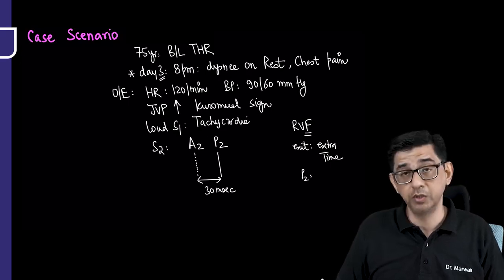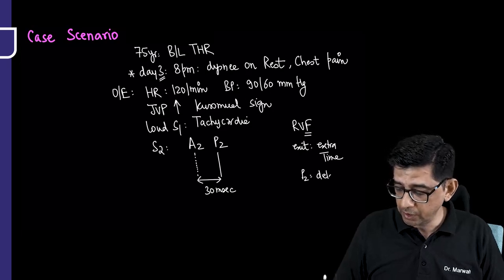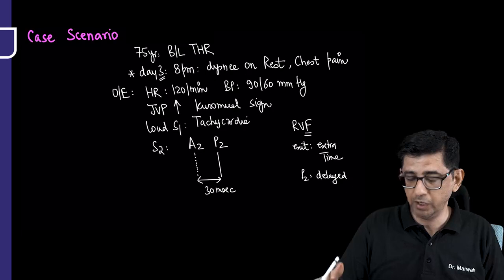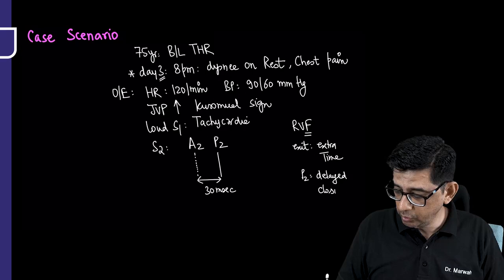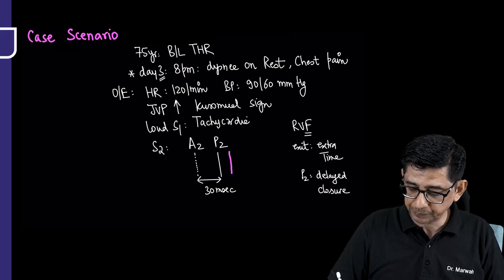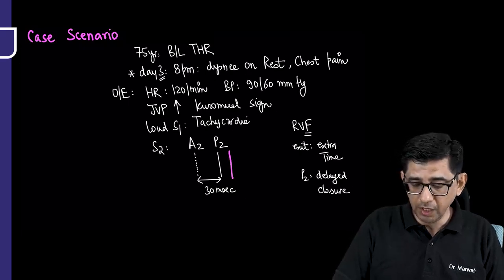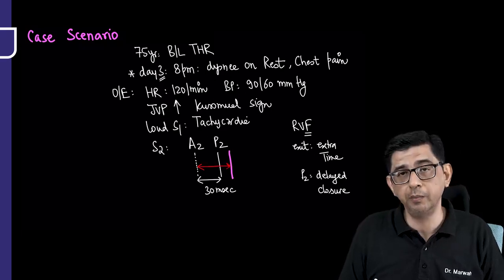For the pulmonic valve closure, I give you two options. Will it be an on-time closure or will it be a delayed closure? It cannot be on time, because blood is going to take more time to go out of the heart. So therefore there would be a delayed closure occurring. And because of this delayed closure, you can see that the gap between the aortic and the pulmonic valve closure has increased dramatically.